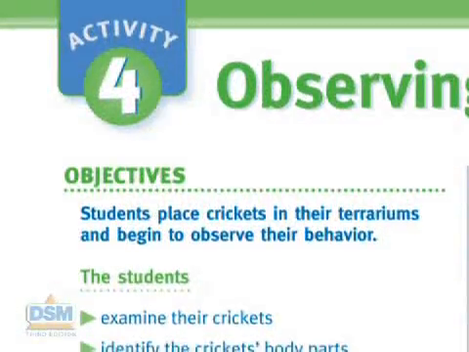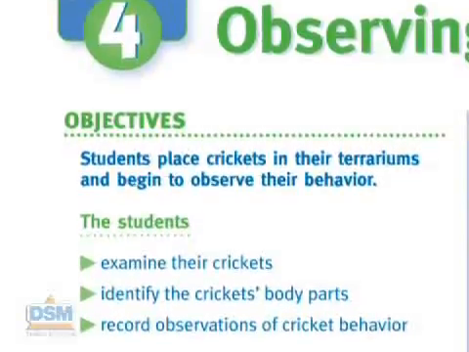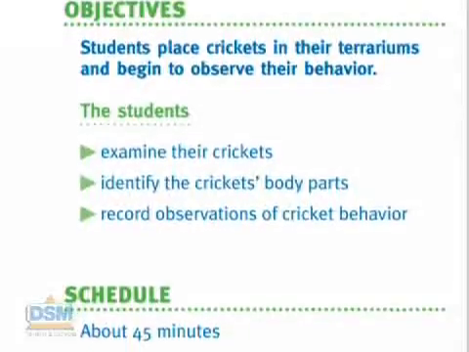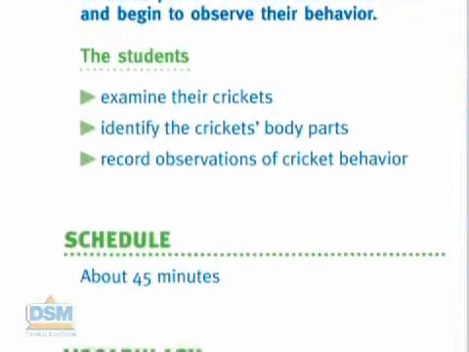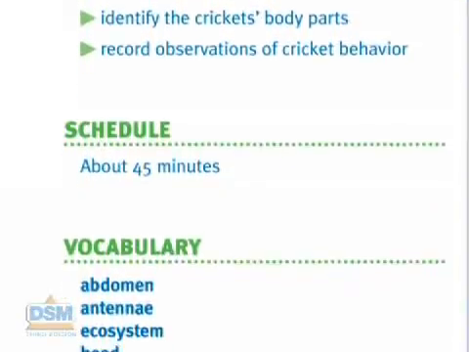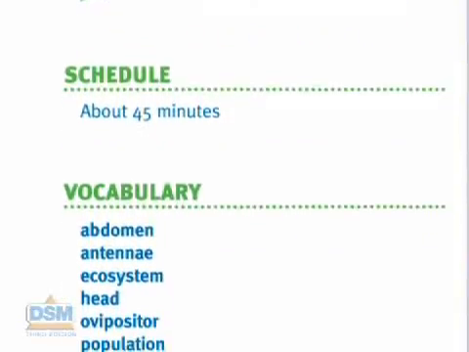Crickets hear sounds through sense organs on their legs. Males producing music attract females. Crickets prefer to be hidden out of the light, therefore supplying leaves on the surface of the terrarium make ideal hiding spots for them. In Activity 4, students observe the features of crickets and identify their body parts. They record observations of cricket behavior in an enclosed setting and also after they are placed in the terrarium. This activity will take about 45 minutes.